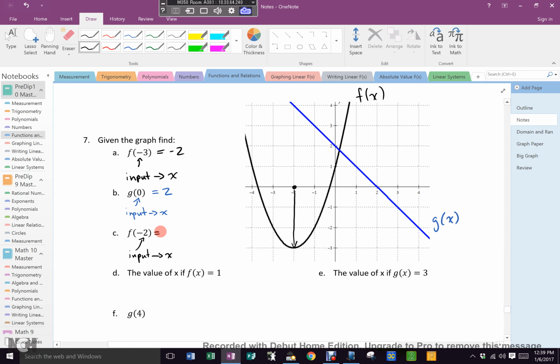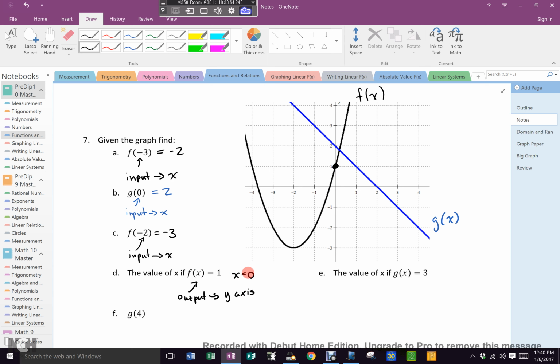What is the answer? -3. Yes? All right. Look at D. How is D different? You're trying to find X. So if you don't know X, you must know Y. What is Y here? 1. So here I have an output, which means it's on the Y-axis. So I go to where on the y-axis? 1, and I find the x value. Oh, it's already going through that. What is it? 0. So this x equals 0. Everybody good?